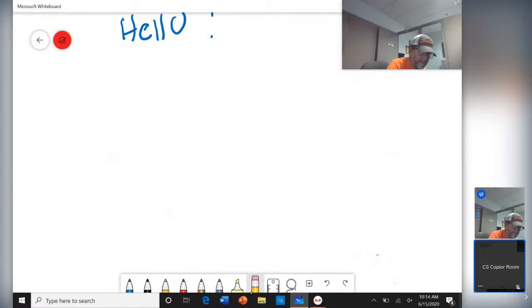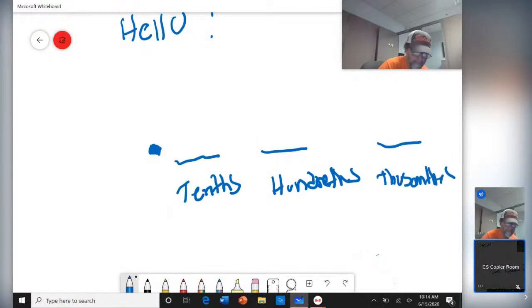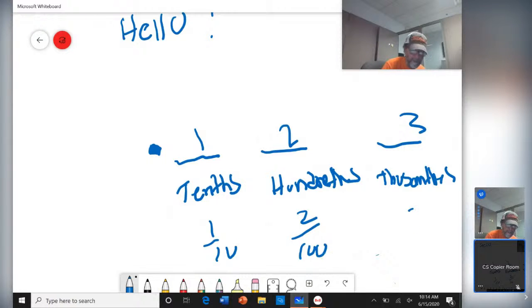It always starts with a decimal. And then that first place right there would be the tenths place. Next one is the hundredths place. And the last one we're going to, for all intents and purposes today, would be the thousandths place. So tens, hundreds, thousands, whatever number is there, that's 1, 2, 3. And once again, they're just going to be over the number. So the 1 would be over the 10, 2 would be over 100, and 3 would be over 1,000.